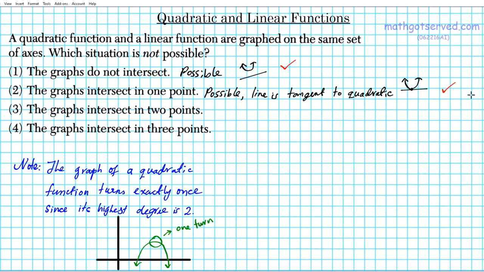And then number 3, the graphs intersect in 2 points. Is that possible? Think about it. Is it possible for a quadratic function and a linear function to intersect twice? Absolutely, this is possible. Can you visualize what that looks like? Instead of a tangent line, it's going to be a secant line. Basically, look for a line drawn in such a way that it cuts the quadratic twice.